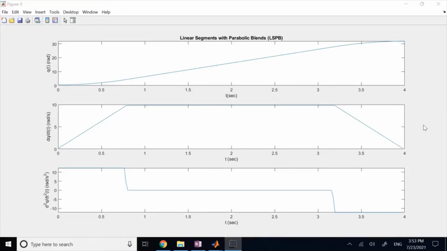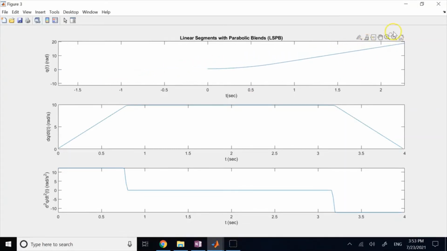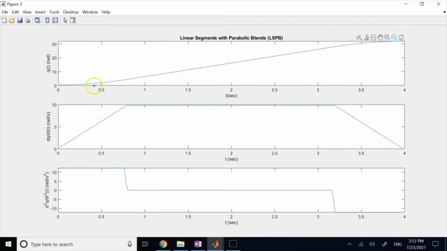As you can see, the joint variable is basically a parabola, followed by a line and then another parabola, right? So it is a linear segment in the middle with 2 parabolas on the ends. It's blended with them, so we call it LSPB. Or if you look at the velocity profile, you clearly see it is a trapezoid. And also if you look at the acceleration, you see the step type behavior. It jumps from a positive number to 0 to negative, okay?